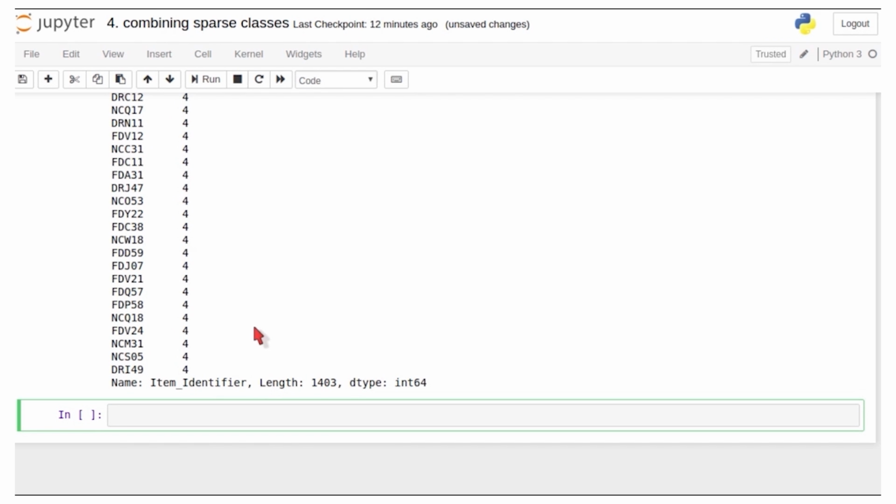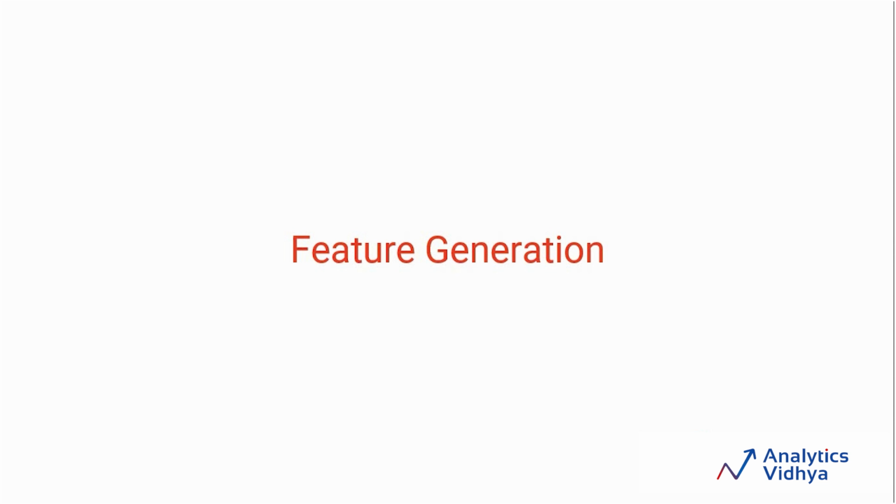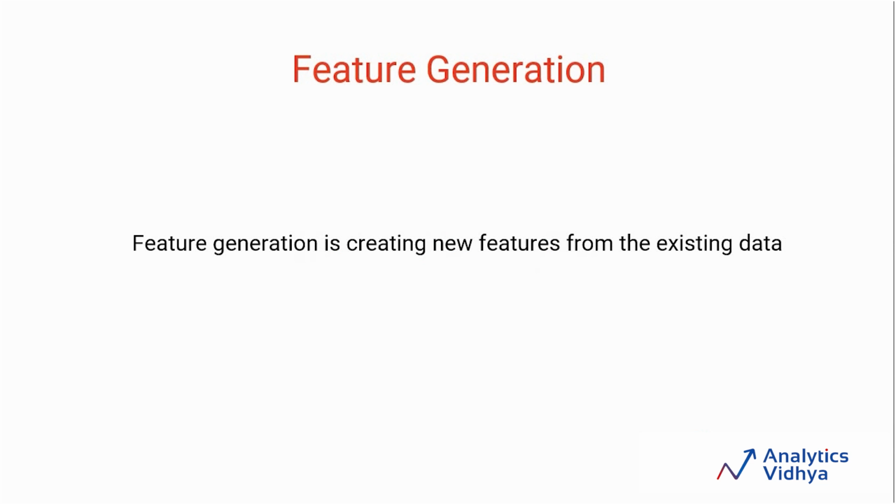Alright, so we have so far covered numerous methods to perform feature preprocessing. In this video, we'll discuss the different methods for feature generation. Feature generation essentially means creating new features from existing data. Let's take an example to understand this.